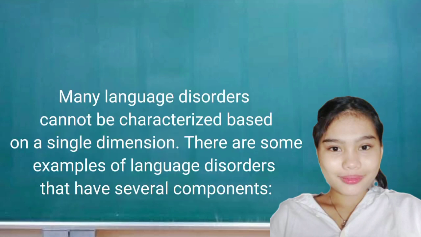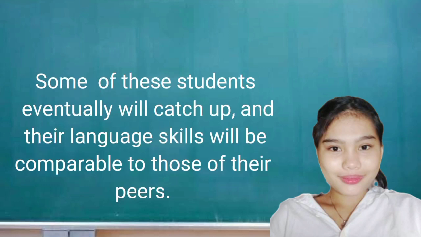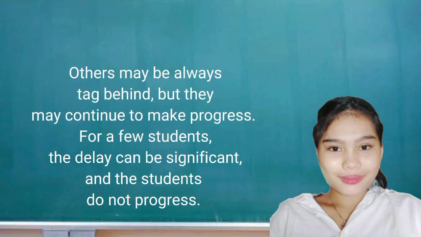Many language disorders cannot be characterized based on a single dimension. Here are some examples of language disorders that have several components. Some students acquire language at a rate slower than typical. This is referred to as a language delay. Some of these students will eventually catch up, and their language skills will be comparable to those of their peers. Others may always lag behind, but they may continue to make progress. For a few students, the delay can be significant, and the students do not progress.